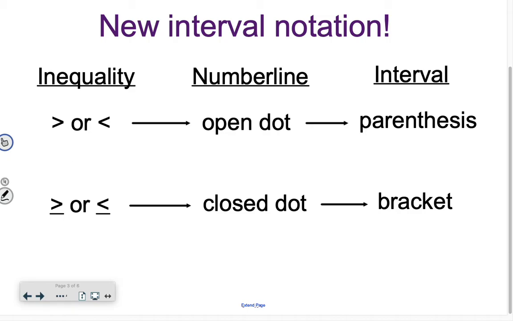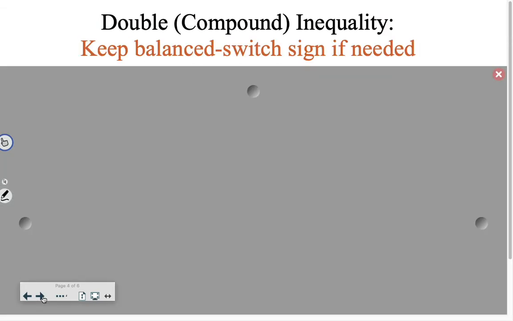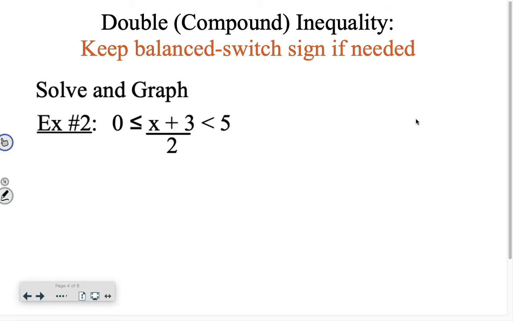Any questions so far? All right. So that's kind of basic inequality refreshers along with a little bit of new stuff. Now we're going to add to the next part. So we're going to take a look now at what are called either double inequalities or compound inequalities. The only reason I put this stuff up here in orange, we're going to keep the inequality balanced. We're going to switch signs if needed, just things to remember, things to think about. And here is the actual problem we're going to take a look at.